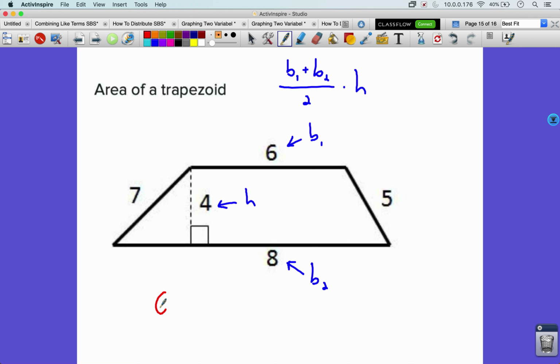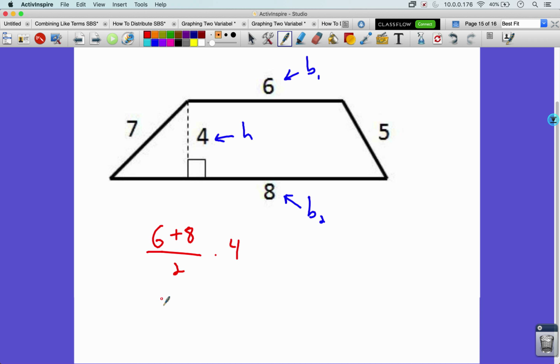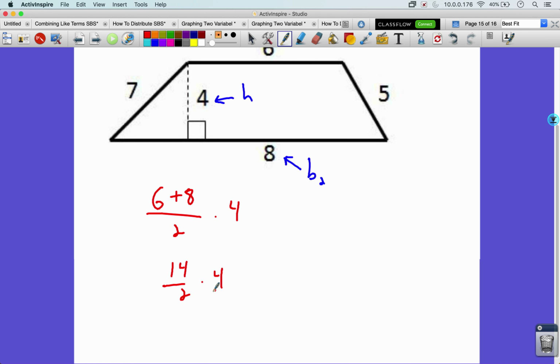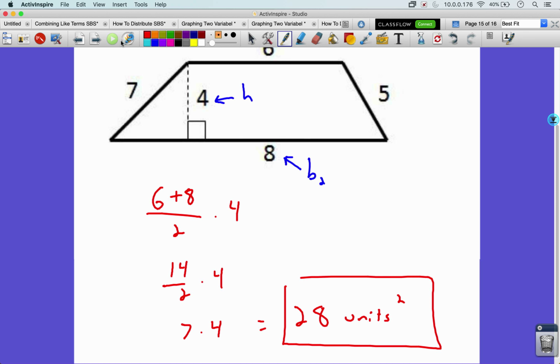So when we plug these numbers in, we get 6 plus 8 divided by 2 times 4, which equals 14 over 2 times 4, which equals 7 times 4, which equals 28. We don't have any units, so we have to say units squared for this problem.